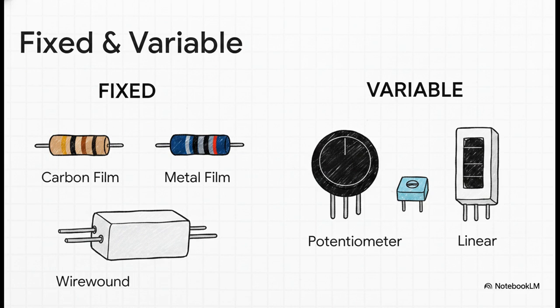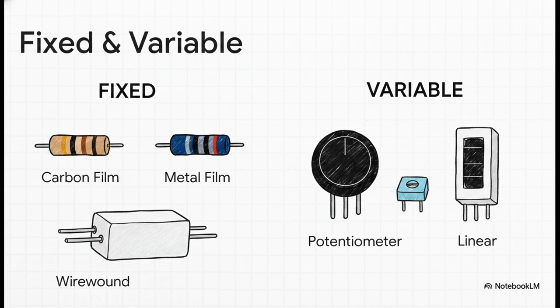The most common is the carbon film resistor. You'll recognize it by its light brown body. Then you have metal film resistors, which are usually blue and are used when you need super precise accuracy. For circuits pumping out a lot of heat, you'll see wire-wound or cement resistors. Those are the big, chunky white ones.